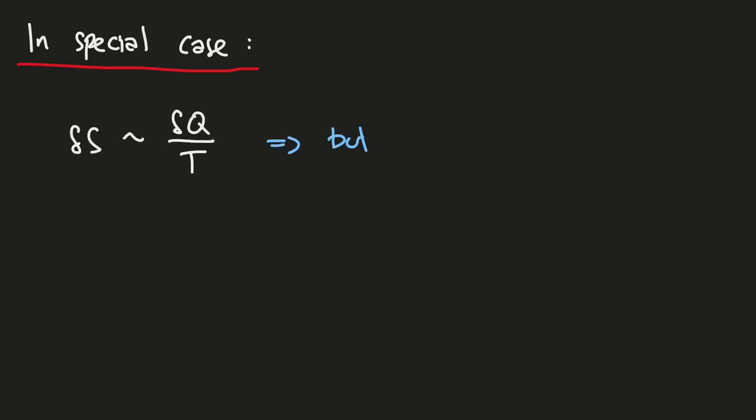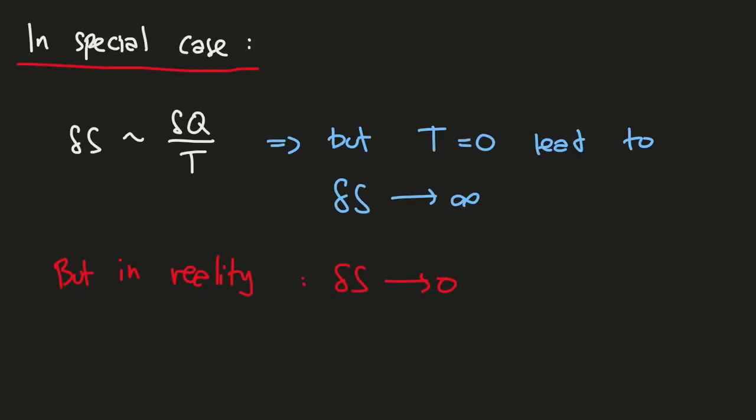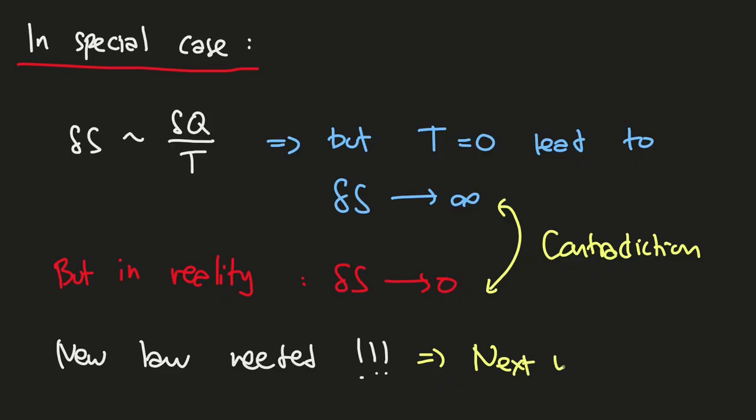As a footnote in a special case, if we look at the entropy equality, the rate of change of entropy is proportional to delta Q over T, which here, if T approaches 0, leads to delta S approaching infinity. But in reality, when T approaches 0, delta S approaches 0, as the energy of the system's microscopic motion gets lower and lower to some kind of ground state, which is to say the system stays in the same state and does not change, so the change of entropy approaches 0. This is a contradiction with the mathematics of the second law. So here, a new law is needed, which will be our discussion in the next videos.